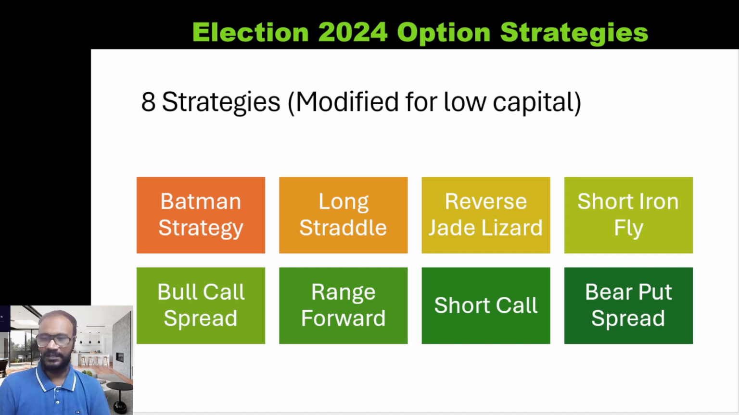And then, no sir, I know that the market is going to go up, and this is what I am expecting. The election result is going to be positively affecting the market. I wanted 2 good strategies for the bullishness. Then bull call spread and range forward are those 2 strategies that I'm going to cover in this. No sir, I know the market is going to collapse, and bearishness is my view, and I wanted 2 good bearish strategies. Then short call and bear put spread.